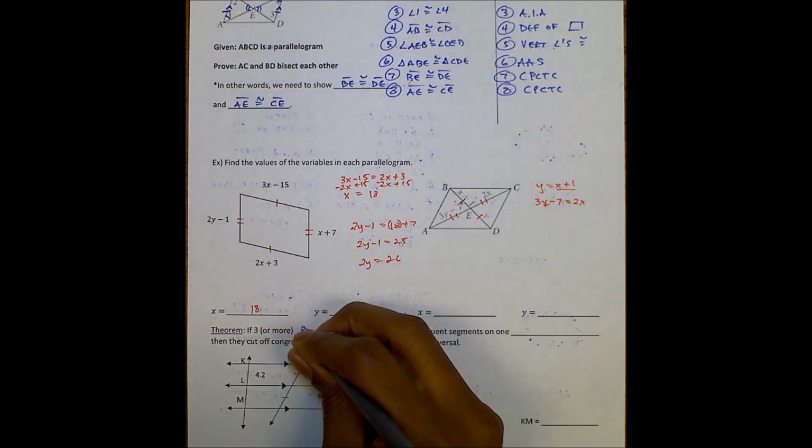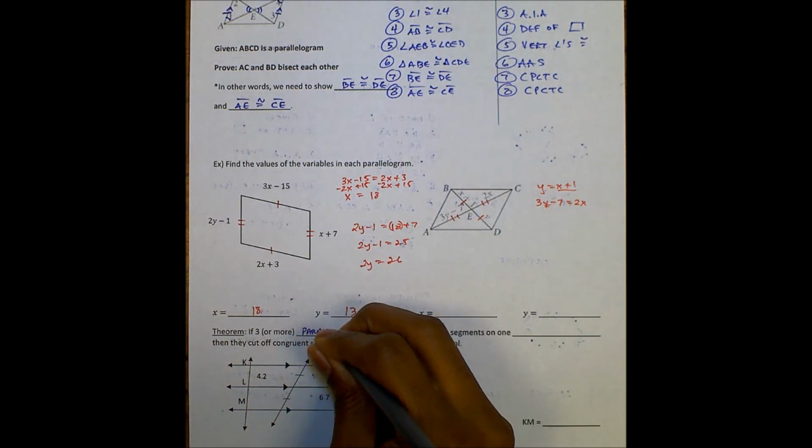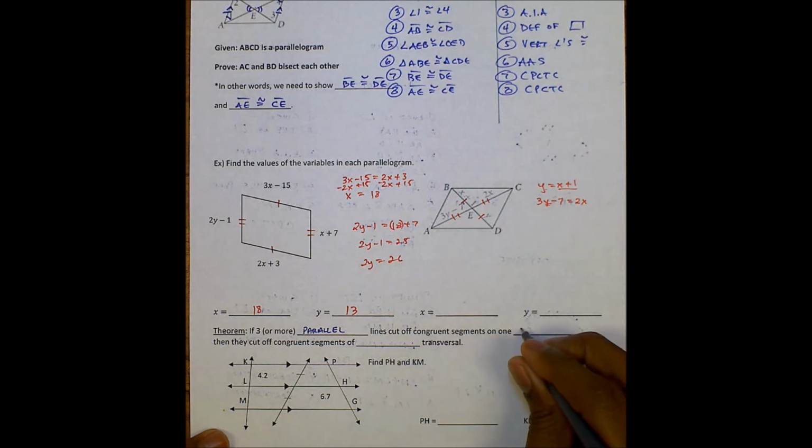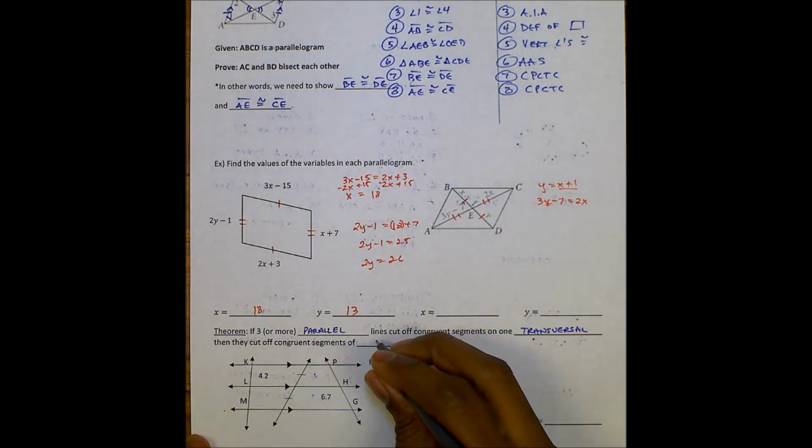Final theorem for today, it says if three or more parallel lines cut off congruent segments on one transversal, then they cut off congruent segments of every transversal that they intersect, of course.